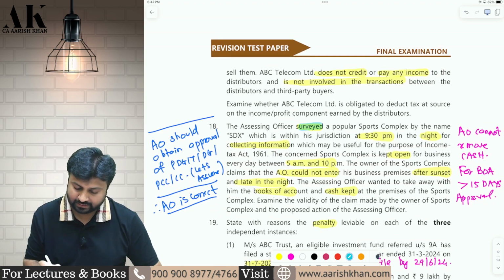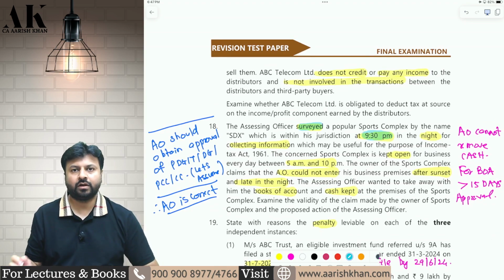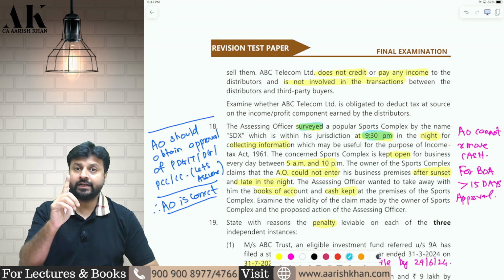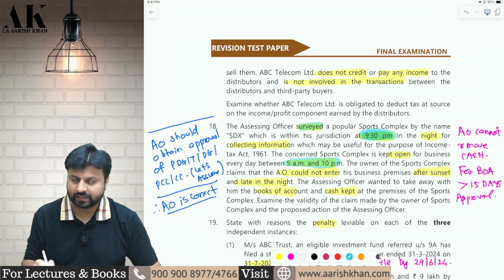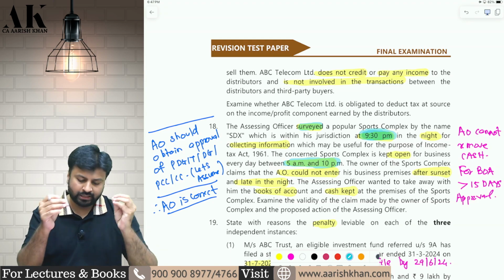The AO has surveyed the assessee at 9:30 p.m. Now, can AO survey the assessee at 9:30 p.m., after sunset? Generally, no. But if the business hours is in night, then it can. Now the assessee's business hours are 5 a.m. to 10 p.m. and the AO is surveying at 9:30 p.m. Is the AO correct? The AO is absolutely correct.